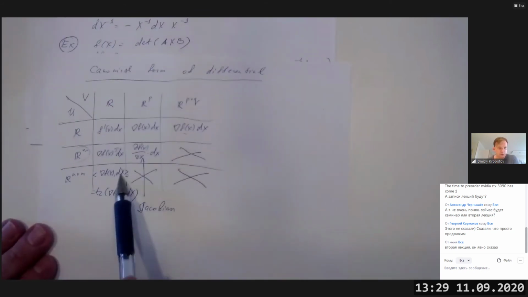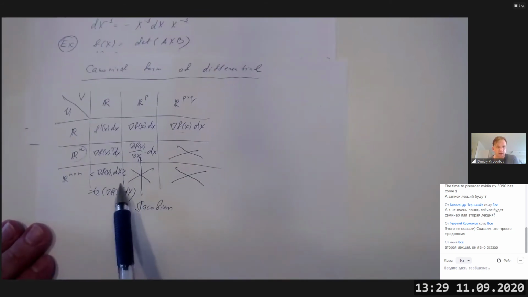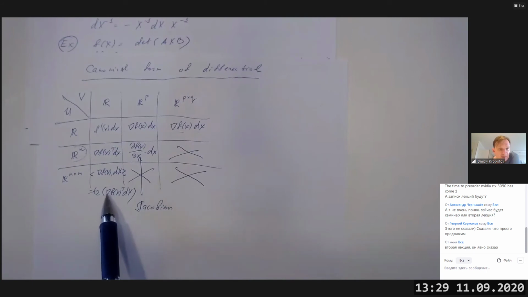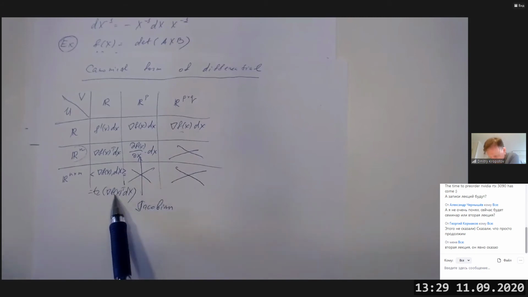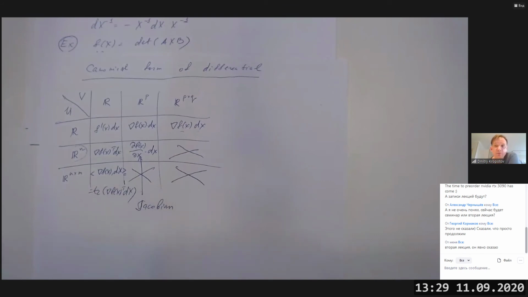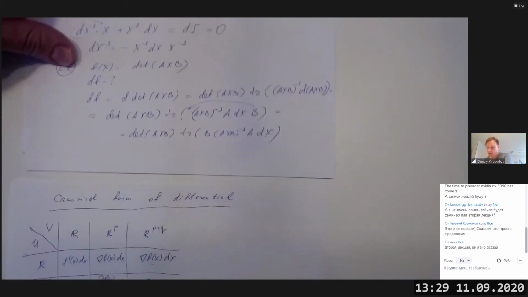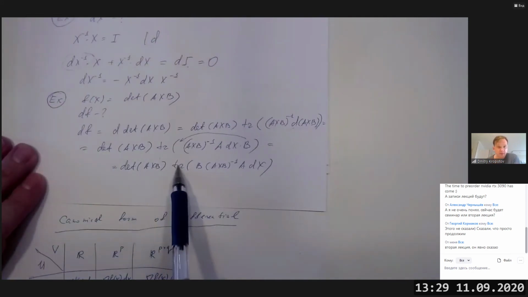So this is the case in the table that stays here. So we need to transform our expression for the differential in terms of trace of something times dx. And if we succeed with this, the expression that is stated here would be exactly the desired gradient. So now let's look here.